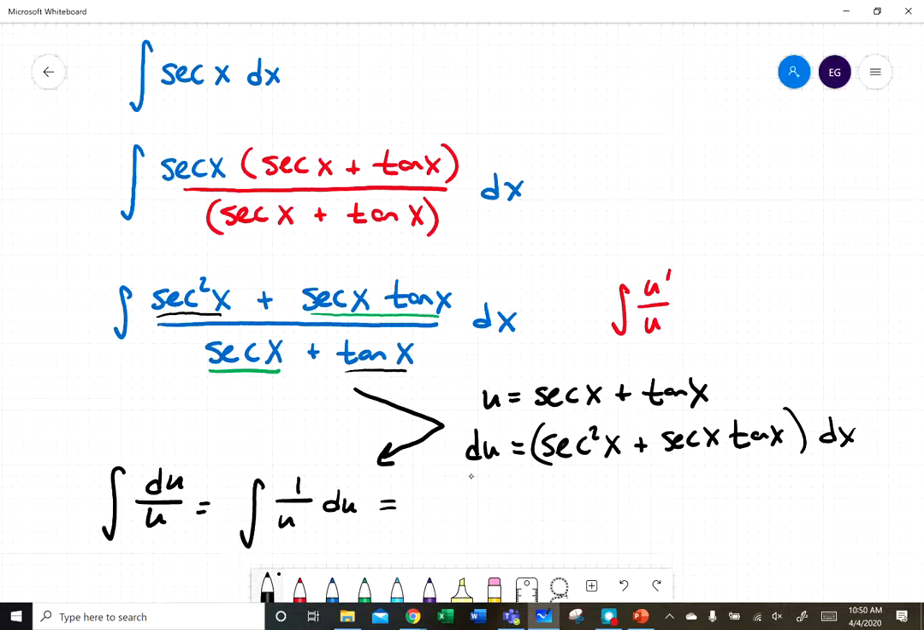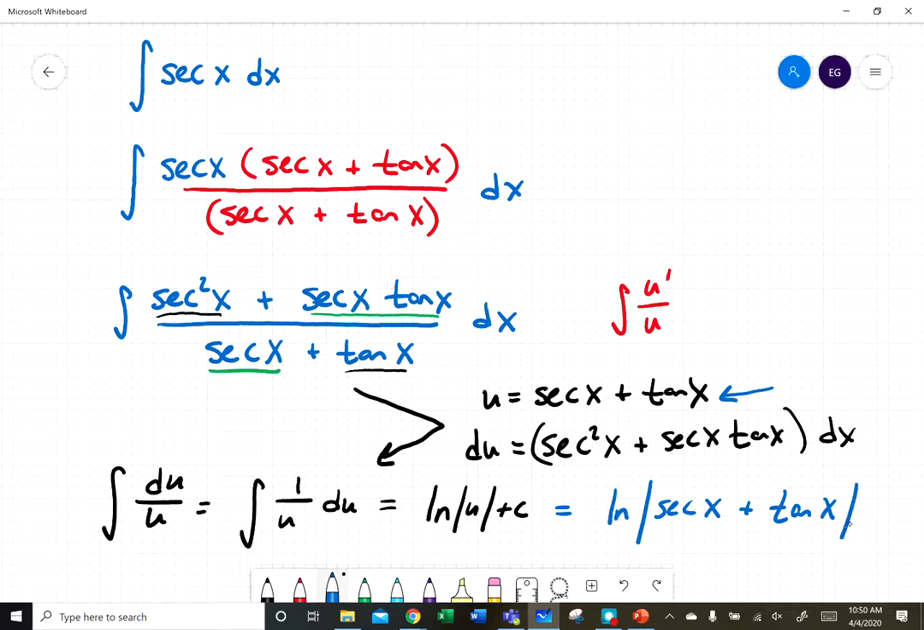We know that is equal to the natural log of the absolute value of u plus c. And let's go back to blue. We'll go back to our original variable, and that is the natural log of the absolute value of u, which is secant x plus tangent of x. And don't forget the plus c. Okay, so our formula for the antiderivative of secant x is the natural log of the absolute value of secant x plus tangent x plus c. Let's put that in green.